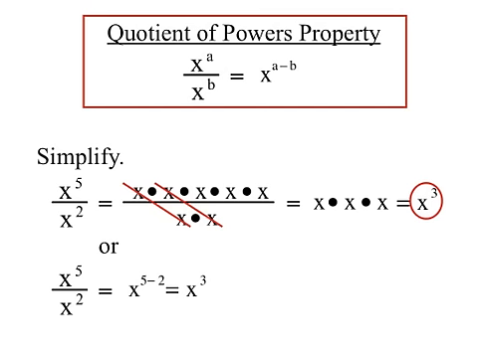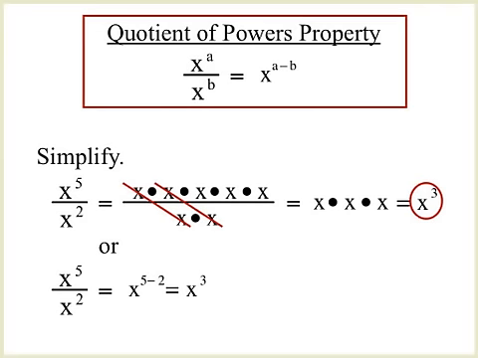Now the way that I really like to do this is if I write x to the 5th power over x to the 2nd power, I like to cancel out and divide right there in the fraction. This really helps us with more complex fractions that'll be coming up later on in the semester.